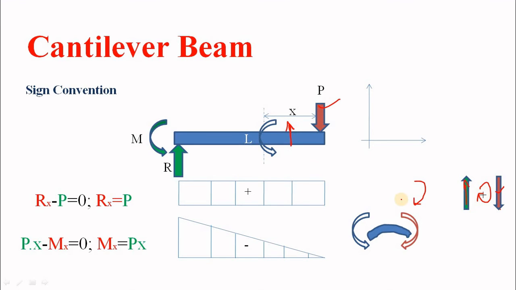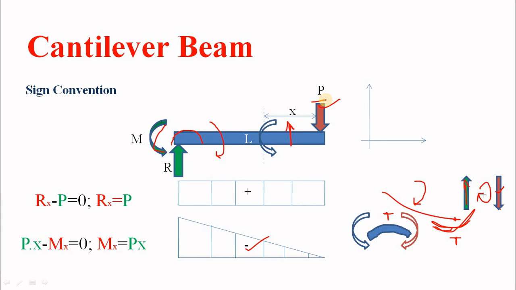Now what about moment? Whenever there is tension at top, this is negative, and whenever there is tension at bottom, or a smiley face, in this case, this is positive. In our case, what is happening? Say this is the applied moment and this is the resistive moment. So this member is trying to bend like this. This is not a smiley face, so that's why it is negative. So like this we have already analyzed our cantilever beam for a point load.